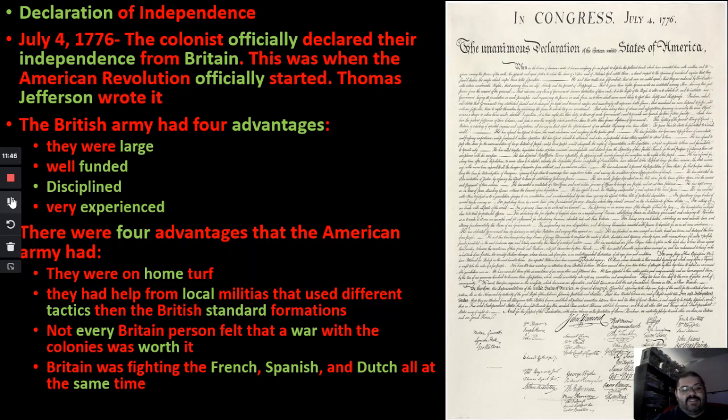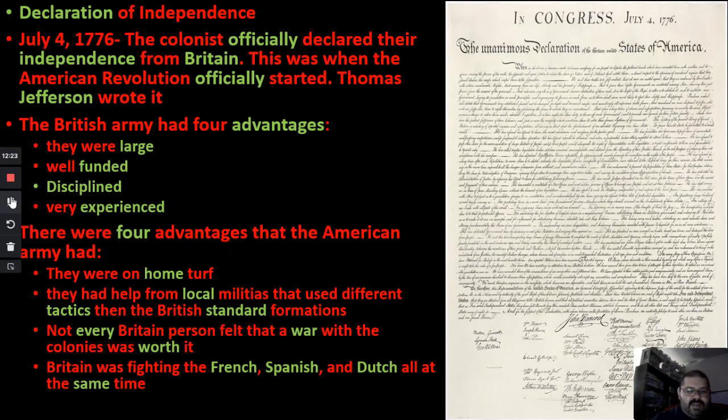The second thing is they had help from local militias that used different tactics that the British were not used to. The British used the standard formation, which was kind of known as the gentleman's way of fighting. Shoulder to shoulder, you marched in a line in an open field and stuff like that. The militia basically hid behind stone walls and trees, set up ambushes, things like that. So they did fight out in the open too. The Continental Army did, but the militia were a little bit more sneaky.